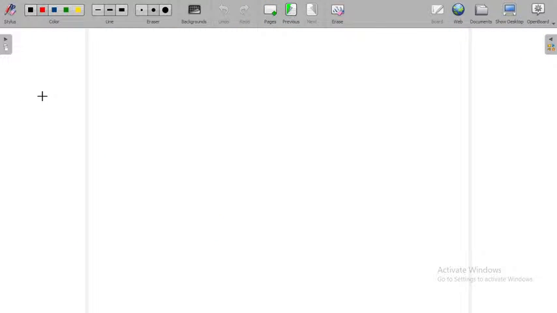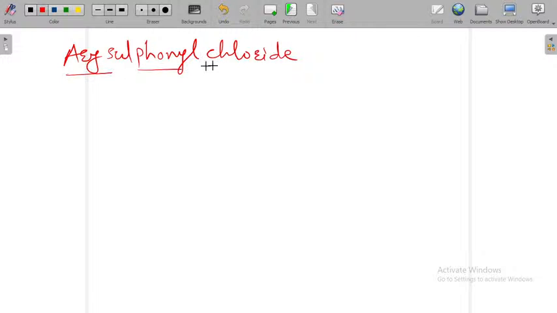So this is also called, first of all I write this, aryl sulfonyl chloride. Okay, the reaction with aryl sulfonyl chloride, or this reaction is also called Hinsberg's test.